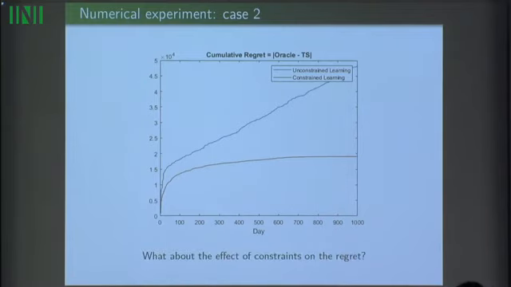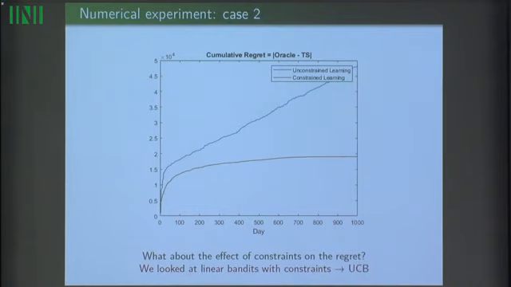What are the effects of the constraints on the regret? I can't tell you for Thompson sampling. In such complex online problems, it's really hard to control the paths that this random process can take to analyze regret. So that's what we're actually working on right now for Thompson sampling.